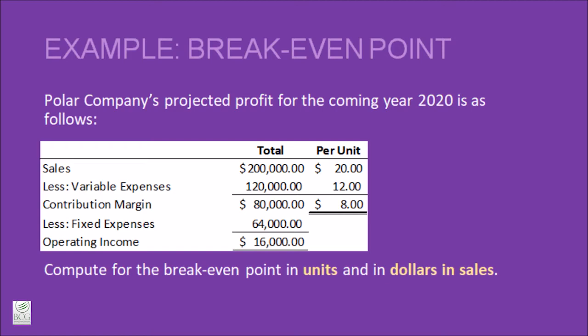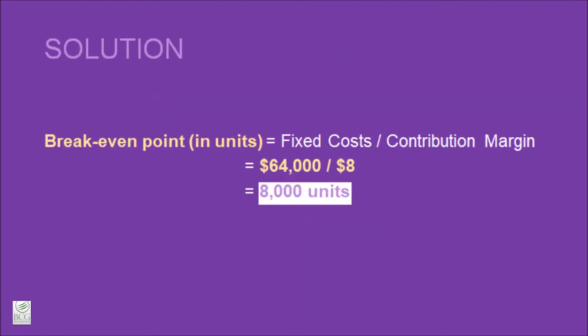Now let's do this. As we said earlier, to calculate the break-even point in units, you have to know the fixed cost, which is already given, and divide it by the contribution margin per unit. And with that, this is the solution. Fixed cost of $64,000 divided by $8 per unit contribution margin gives us an 8,000 units break-even point. So you should sell at least a minimum of 8,000 units in order to break even or recover the cost. And beyond that, you'll get a profit.